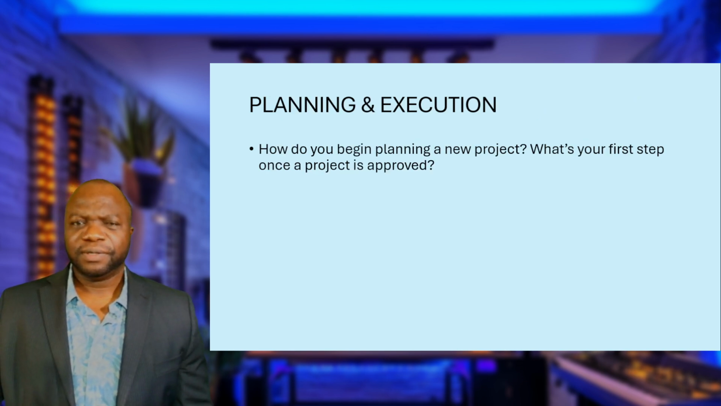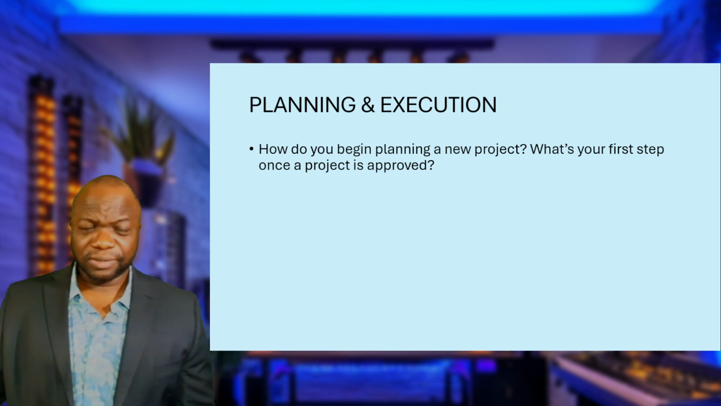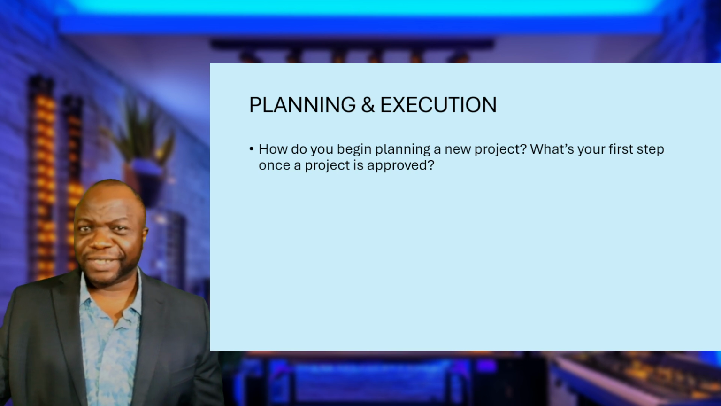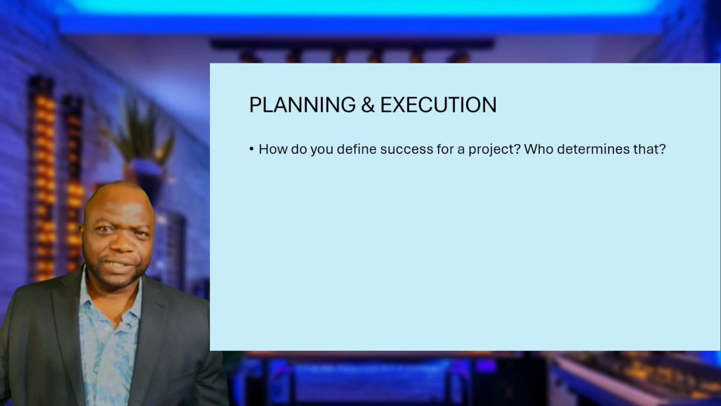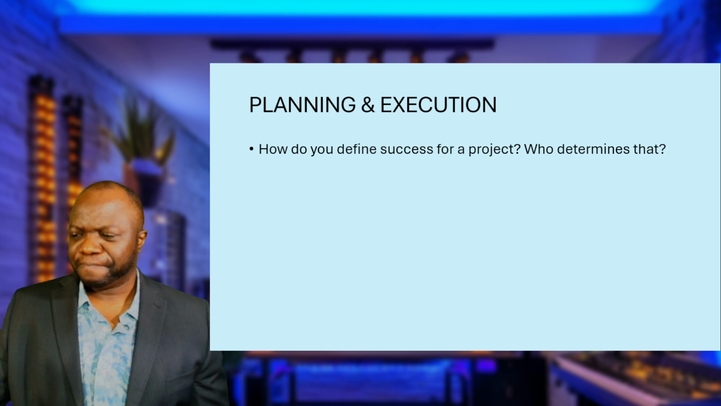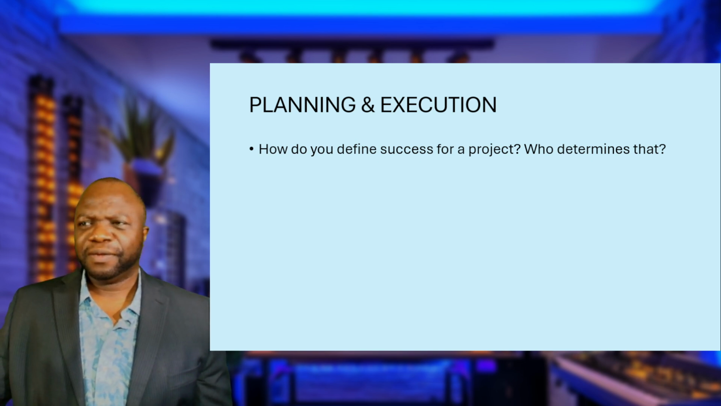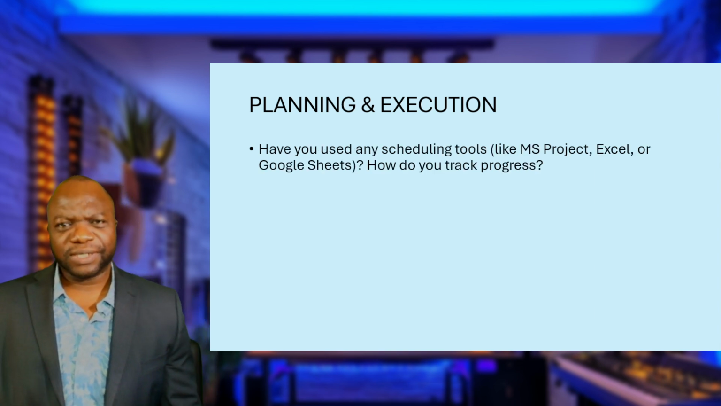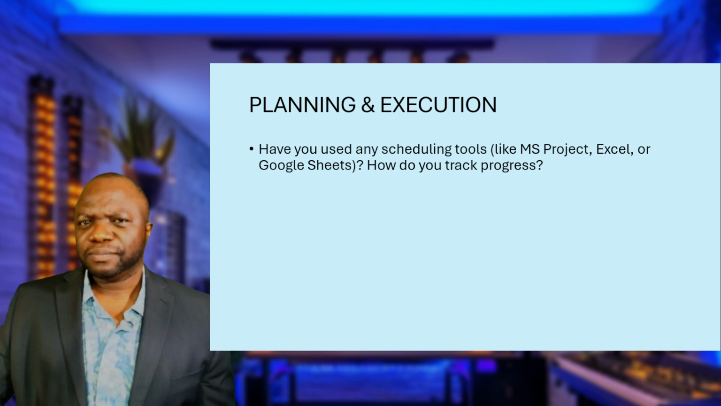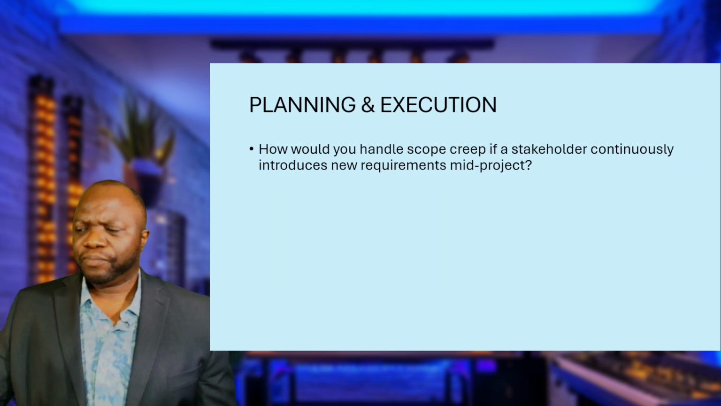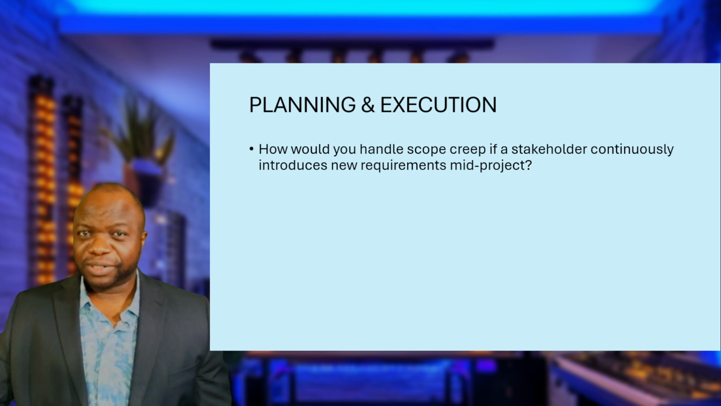Next question. How do you begin planning a new project? What is your first step once a project is approved? Next question. How do you define success for a project? Who determines that? Next question. Have you used any scheduling tools like Microsoft Project, Excel, or Google Sheets? How do you track progress? Next question. How would you handle scope creep if a stakeholder continuously introduces new requirements mid-project?